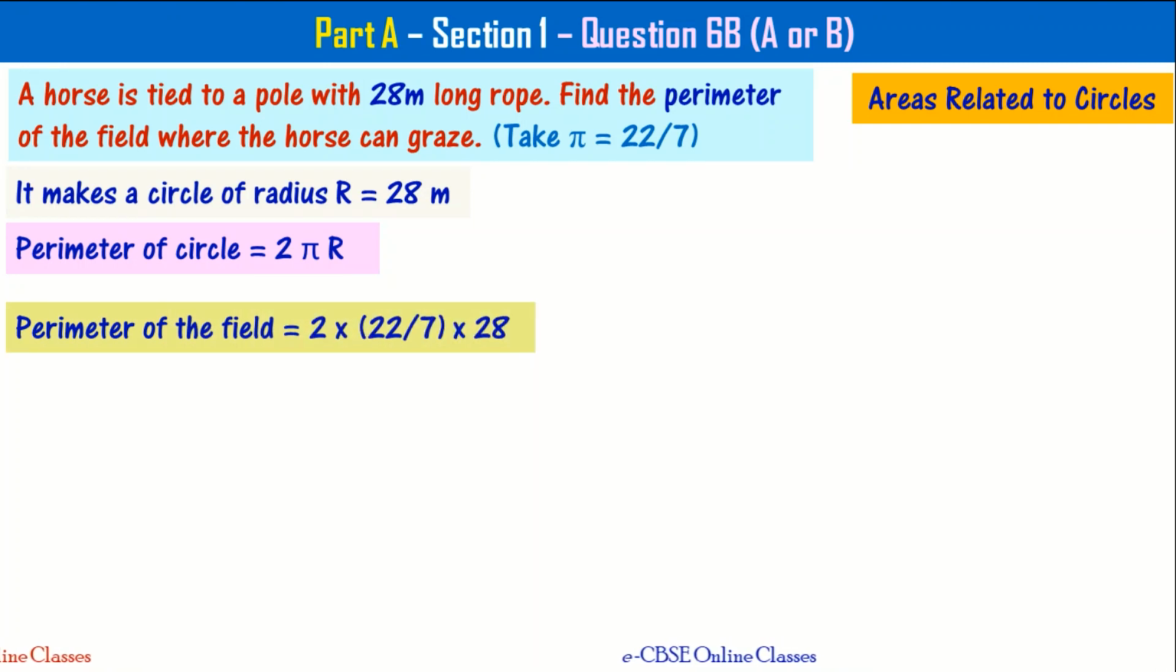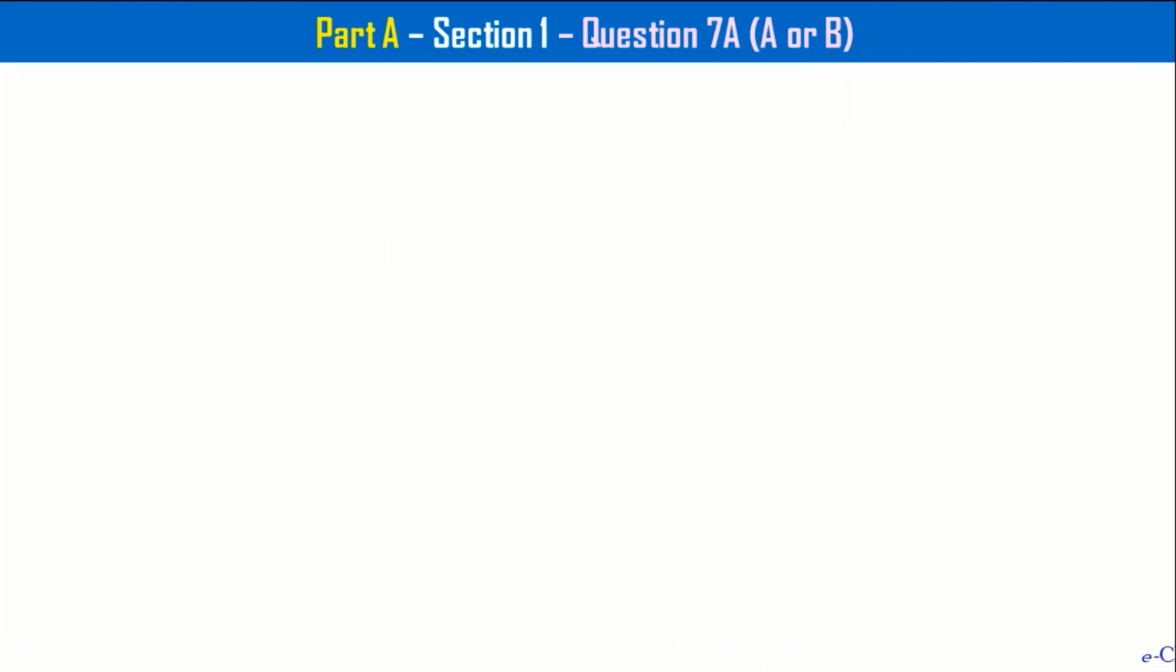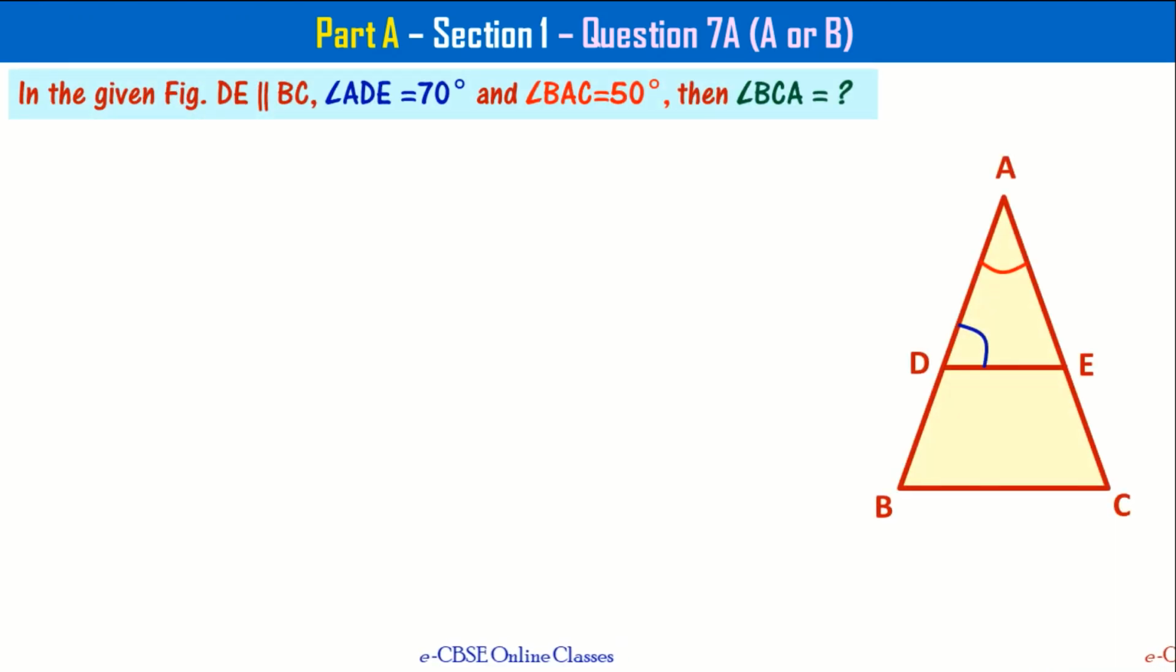Let's substitute values of pi, that is 22 by 7, and r equal to 28 meters, and simplify it such that you get perimeter of the field equal to 176 meters. Please take a note of this. Now let's take a look at question number 7, choice A. In the given figure, line DE is parallel to line BC and angle ADE equal to 70 degrees and angle BAC equal to 50 degrees, and then we are asked to find angle BCA.